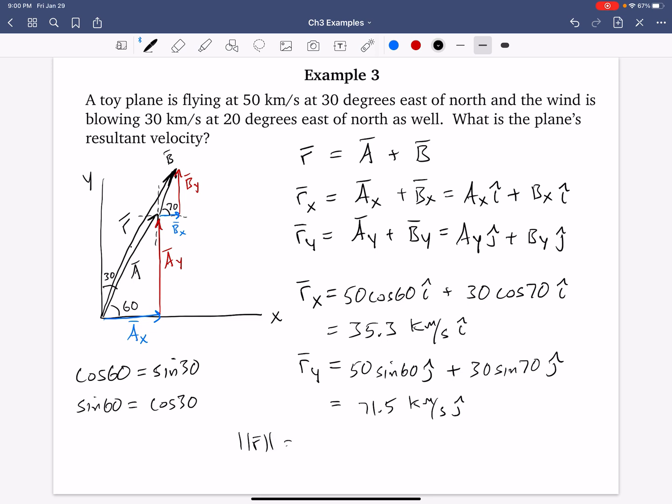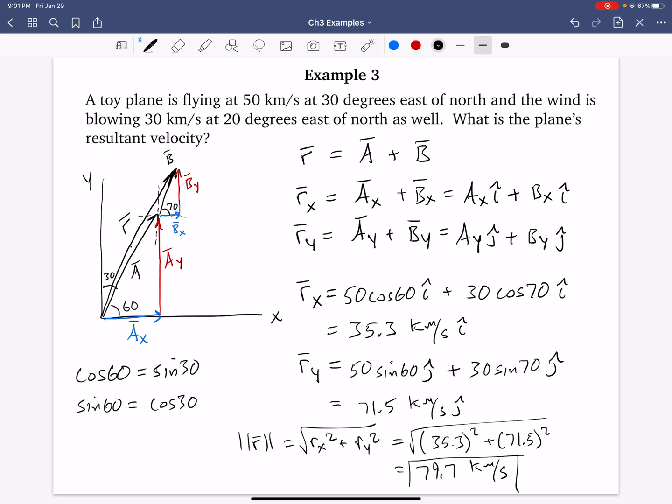Such that the magnitude overall via the Pythagorean theorem, that was 35.3 squared plus 71.5 squared, all this squared, gives us an overall magnitude of 79.7 kilometers per second.